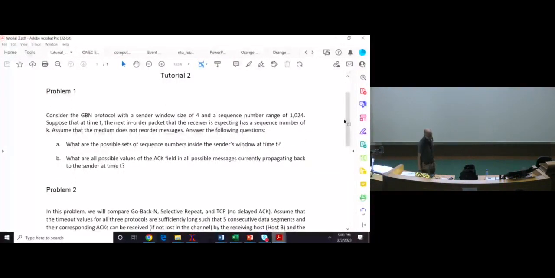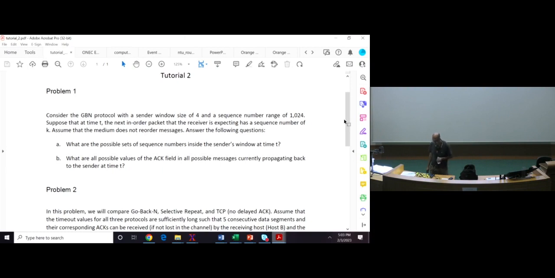All right. So problem 1 is about go back N, and it says consider the go back N protocol with a sender window of size 4. So that means the sender can send 4 packets at a time. And a sequence number range of 1024. By the way, in this example, the sequence number range of 1024 has no meaning, right? It's just there to confuse you maybe.